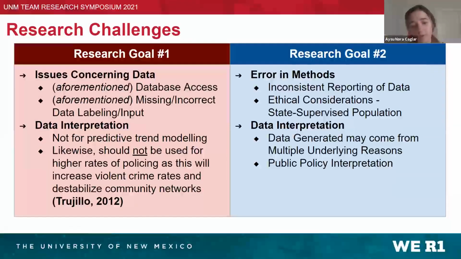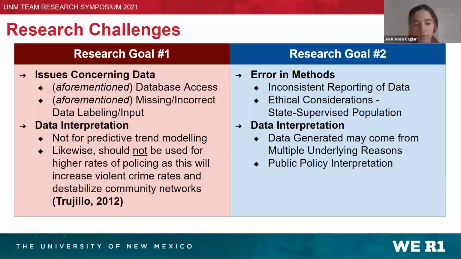One challenge for the first research goal is data interpretation. Because crime mapping reports violent crime incidents at one point in time, only a cross-sectional analysis is allowed. So predictive trend modeling cannot be used. More importantly, the study results should not be used for which areas to police more, as this increases violent crime rates and also destabilizes community networks, particularly amongst minorities.